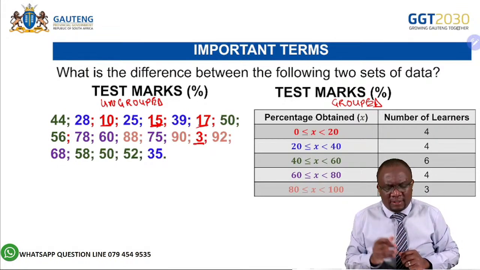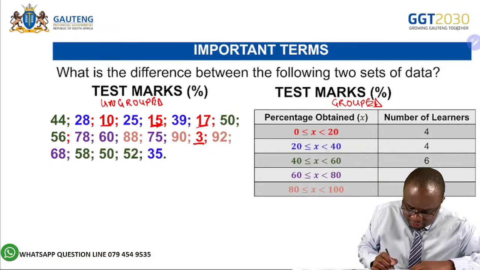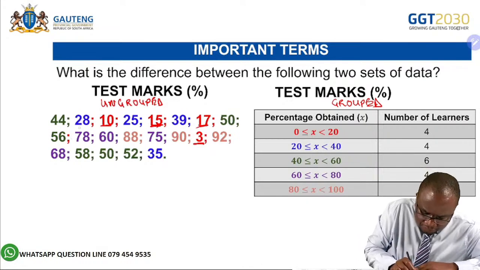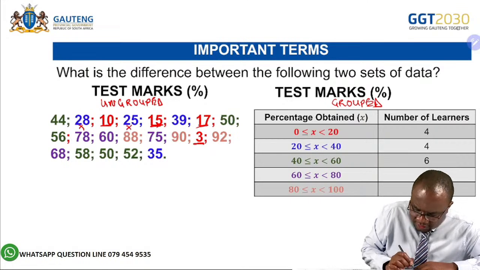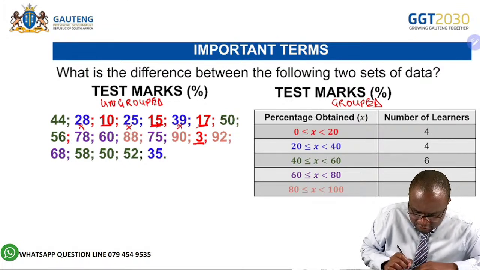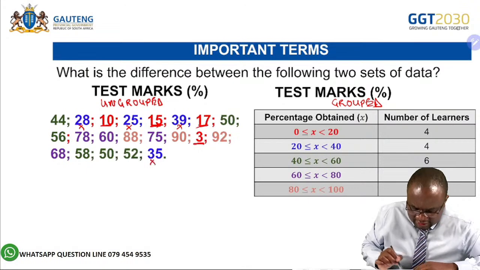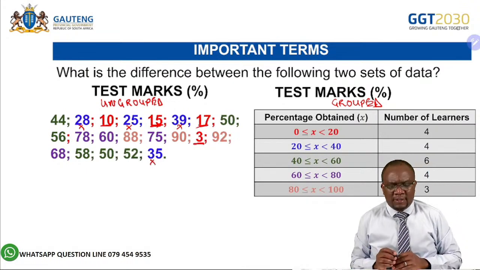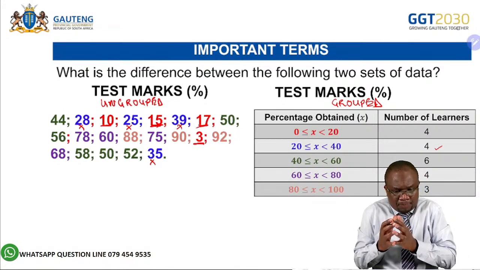Okay, right. And then we go to the learners that got between 20 and 40, 20 included, 40 not included. So let me just put a star. 28, 25, 39, 50 no, 56 no, then 35. You see that? Again, there are 4 of them. This is the 4 here. So they've been grouped. Okay?